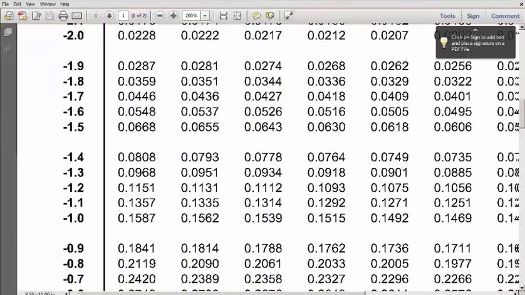Let's see if I can fit negative 1 point. It'll be the 7th column because you're starting at 0, 0. Shrink this down just a bit. Negative 1.67 is right here.